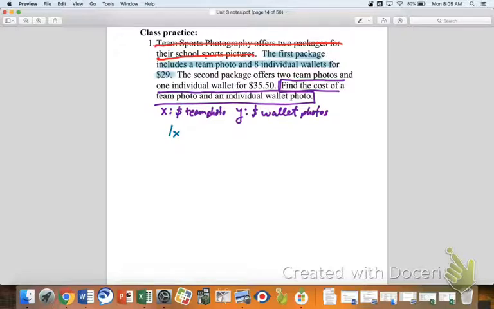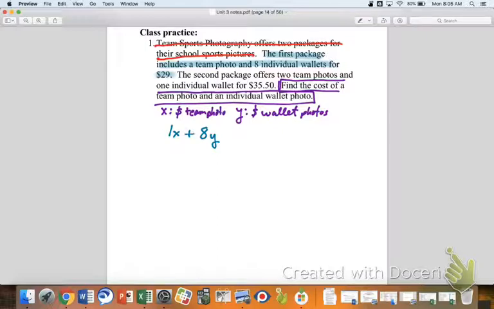8Y. So I'll put 8Y right here. Now we need to think of what operation happens between the 1X and the 8Ys. I've got basically my cost for my team photo, got my cost for the individual wallets. What do I do here? Yeah, I add them up, right? That gives me a total cost.